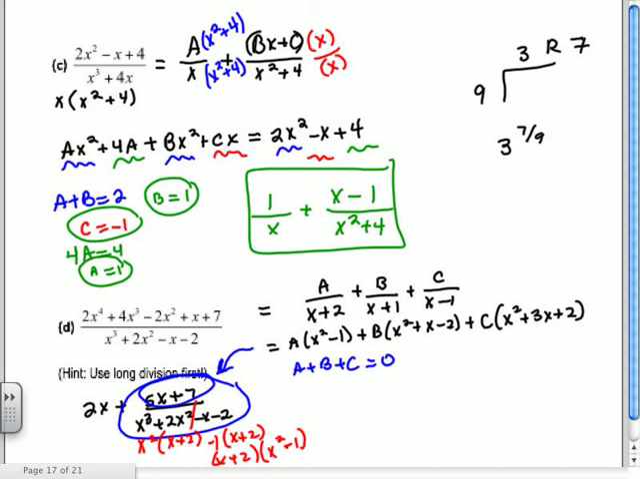Okay. How about x's? What am I going to have for x's? B plus 3C. Yeah, Bx and 3Cx. So B plus 3C equals 5, right? Because it was 5x before. All right, and then my numbers. I'm going to have negative A minus 2B plus 2C equals 7, right? Not very nice, is it?